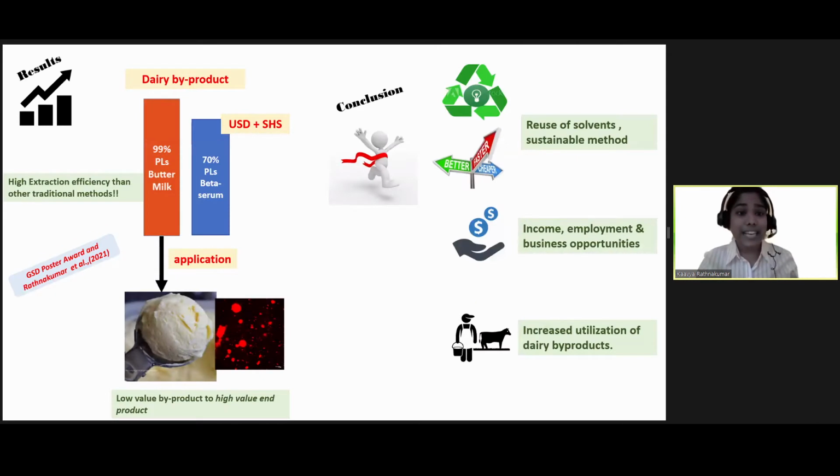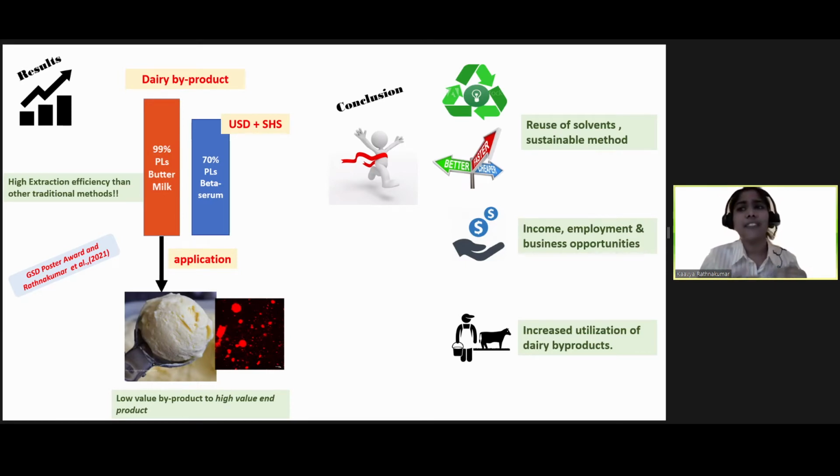From this technique, we were able to obtain 99% of phospholipids from the buttermilk compared to the traditional methods such as the Folch and the Bligh and Dyer method. And it was interesting to note that it was a remarkably high yield, like fourfold higher compared to any other traditional methods as well as techniques which are in existence.